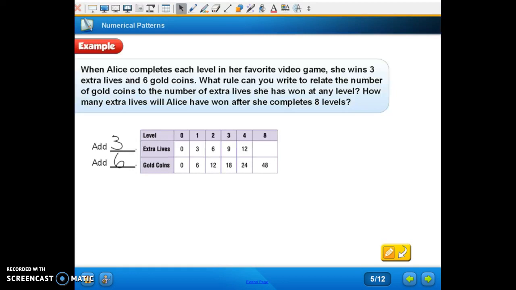So in the top extra lives, we're adding 3, right? Or we can take 3 times our level, right? So what is 3 times 8? 24. Okay.